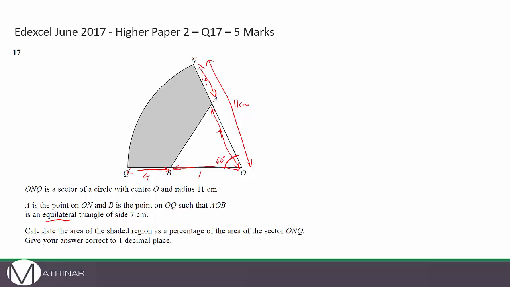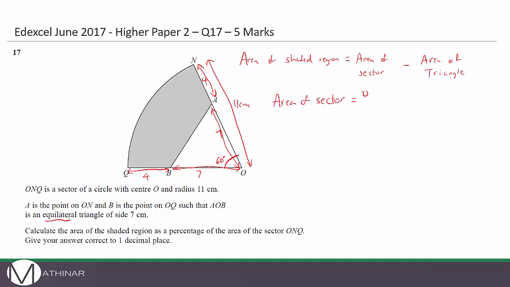So I want to calculate the area of the shaded region. So this shaded region is basically the sector minus the triangle. So the area of the shaded region is equal to the area of the sector minus the area of the triangle. So let's work out the area of the sector and the area of the triangle. So area of sector.